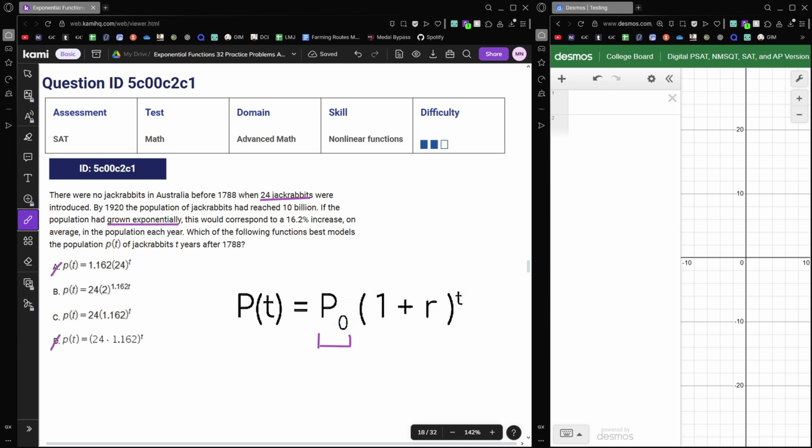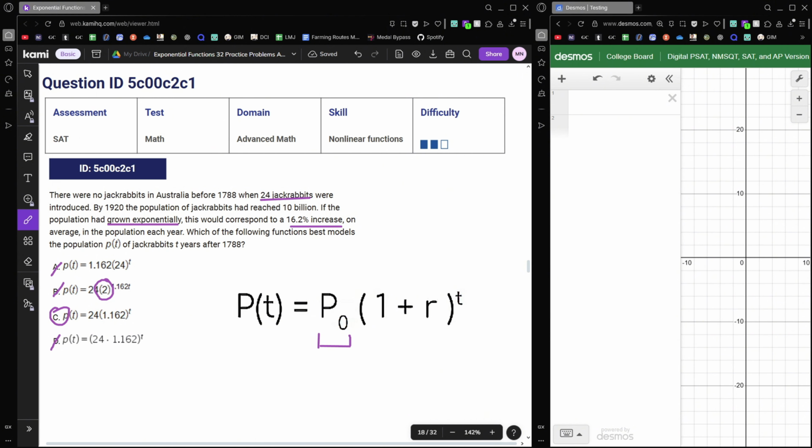Now if we look at B, the number inside the parentheses is 2. And if you remember the last question we had, you only put a 2 in the parentheses if it's doubling. Now here it says there's a 16.2% increase, which is not doubling, so B won't be our answer either, which means our answer has to be C.